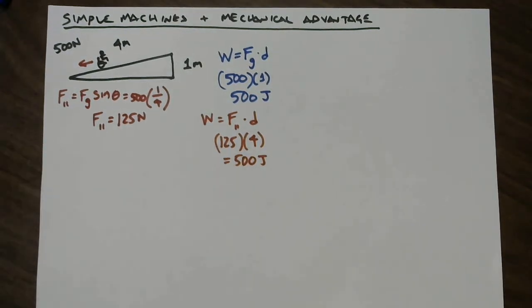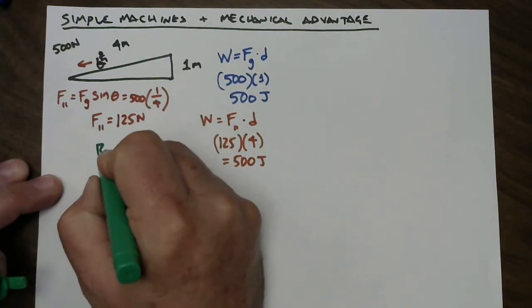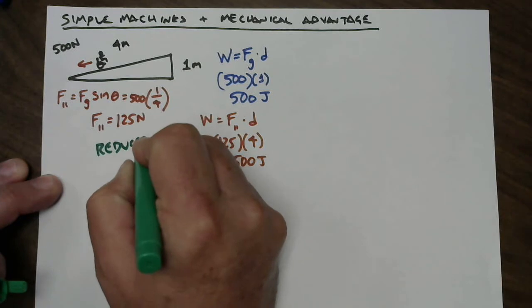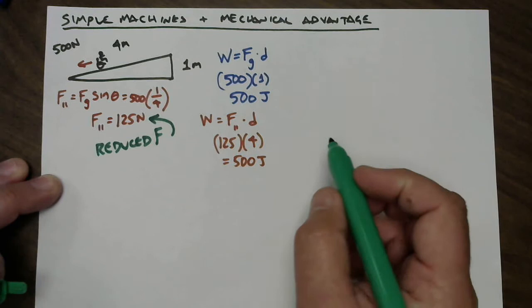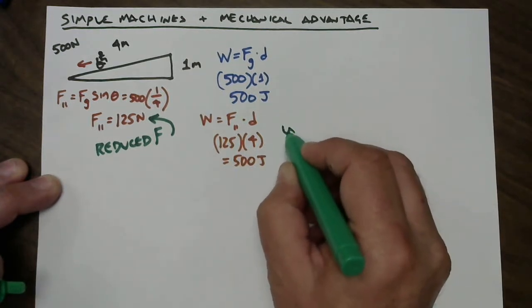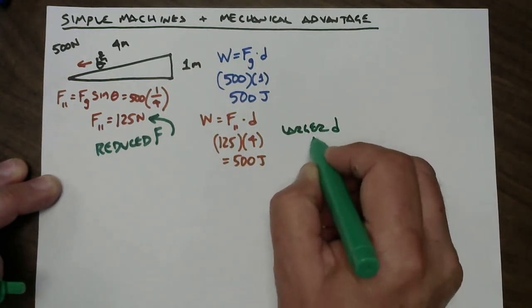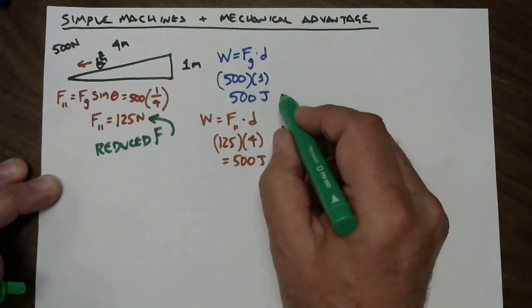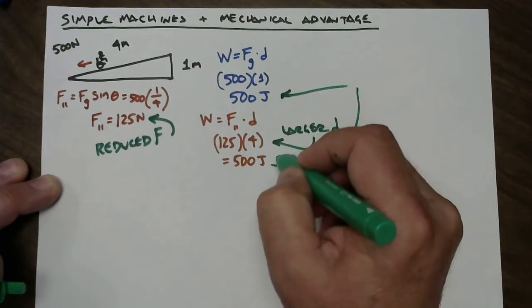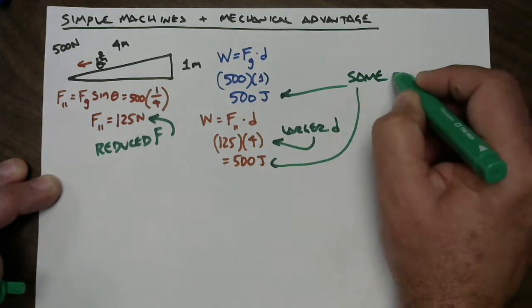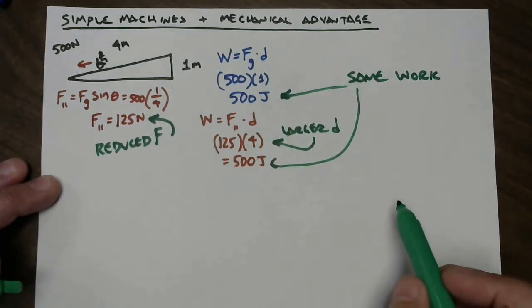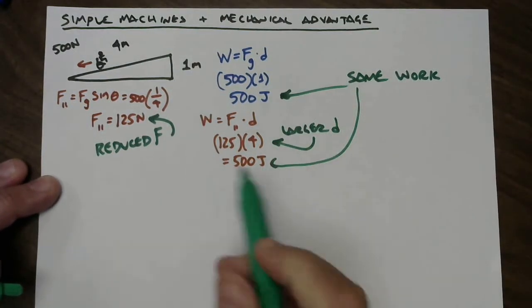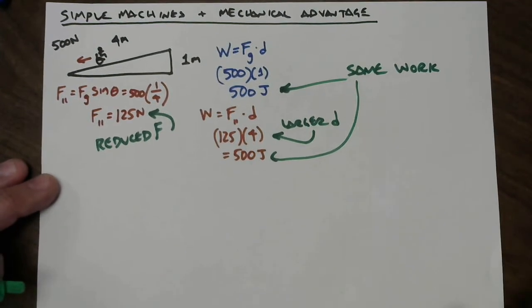So what is the point of this simple machine? The point is that Timmy gets to use a reduced force but a larger distance to do the same work. So a simple machine is one that allows you to trade increased distance for reduced force. And that's useful because sometimes you're just not that strong.